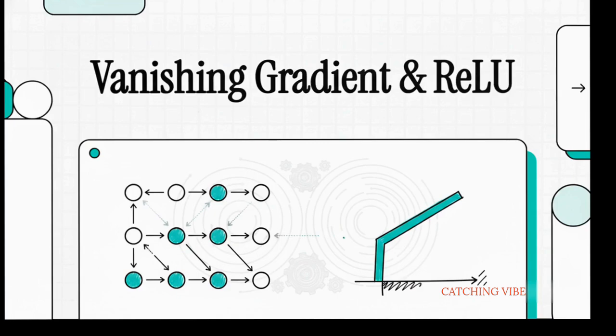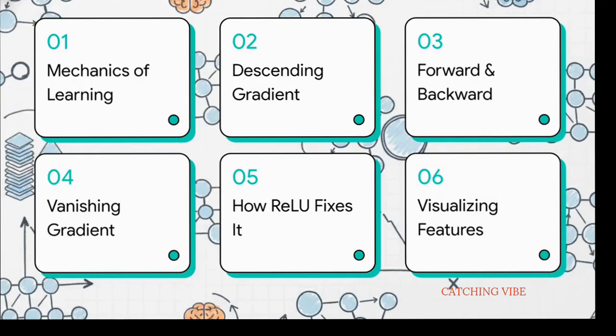But more importantly, we're going to explore how a remarkably simple, almost too good to be true math trick completely solved a massive roadblock that honestly almost stalled the entire field of AI. So we do have a highly interconnected string of technical concepts to get through today. Here is our roadmap. We'll start with the mechanics of learning, then talk about descending the gradient, forward and backward passes, and finally, we'll spend a good chunk of time on our main focus, the infamous vanishing gradient problem, how a function called ReLU fixes it, and how this whole thing allows us to visualize some incredibly complex features.